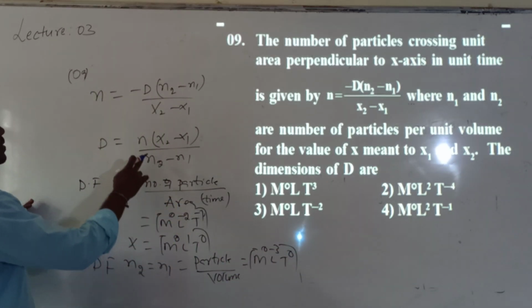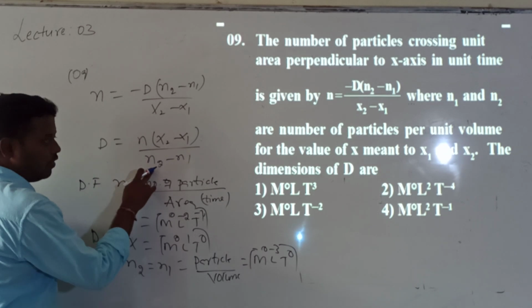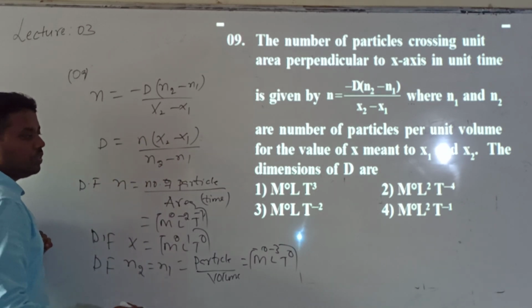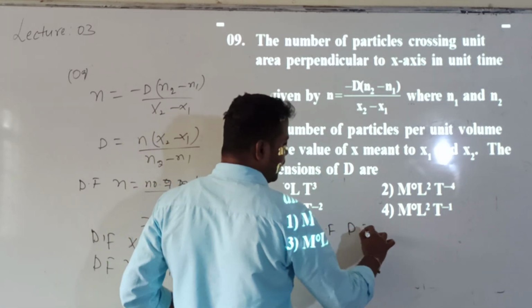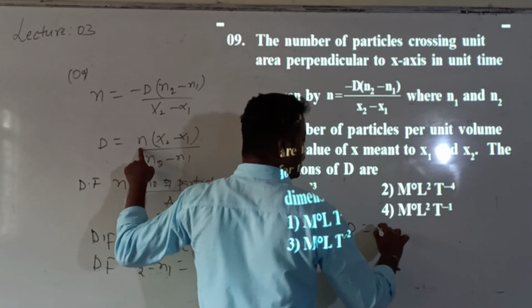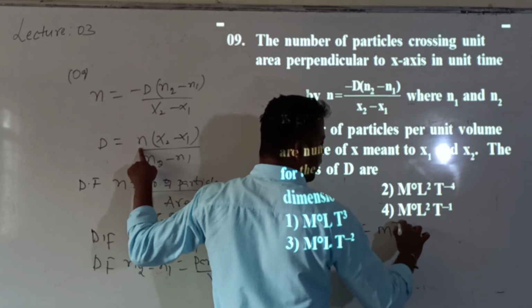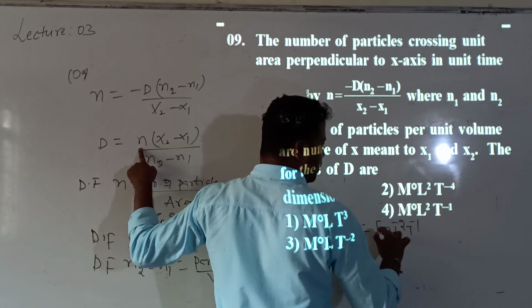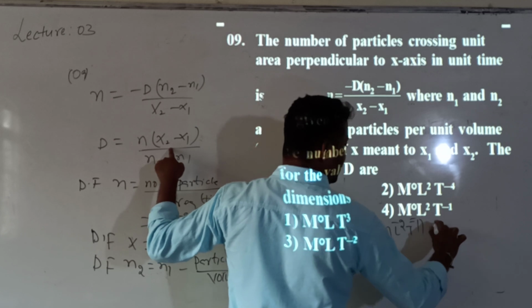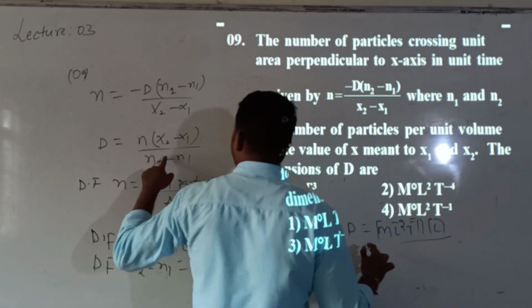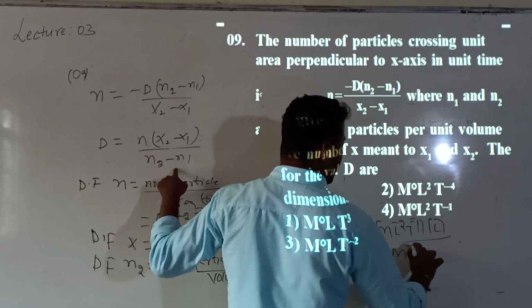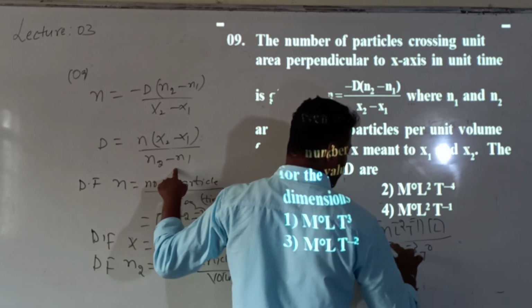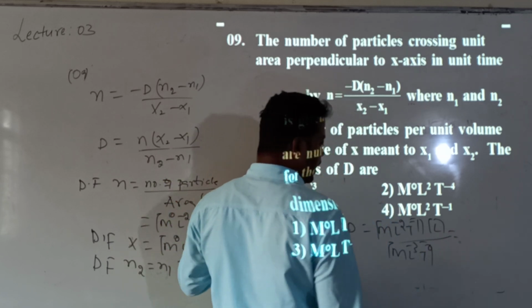Now substituting the dimensional formula of n, n1 or n2 and x1 or x2. The dimensional formula of d will become: n dimensional formula M power 0, L power minus 2, T power minus 1 into x dimensional formula L by n dimensional formula M power 0, L power minus 3 and T power 0. You simplify this, what will I get as the answer?